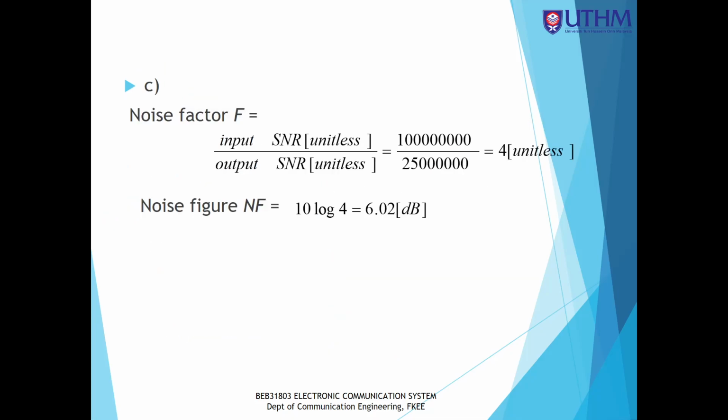Okay, I proceed. Noise factor. Noise factor is equal to SNRI divided by SNRO. Here is 1 times 10 power of 8 divided by 25 million. So you get 4. This is the noise factor. Remember, noise factor is a unitless parameter. Therefore, noise figure is equal to 10 log of noise factor. And then you get 6.02 decibel. Remember to write the unit. The unit is very important. If you just write 6.02 without a unit, your answer is wrong. Jawapan kamu akan jadi salah.